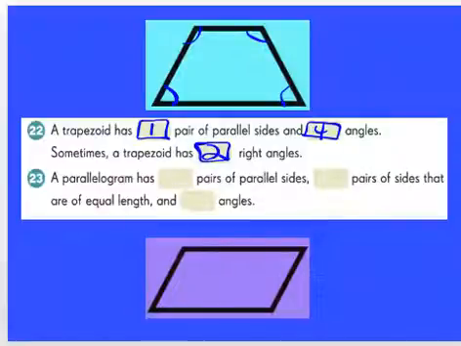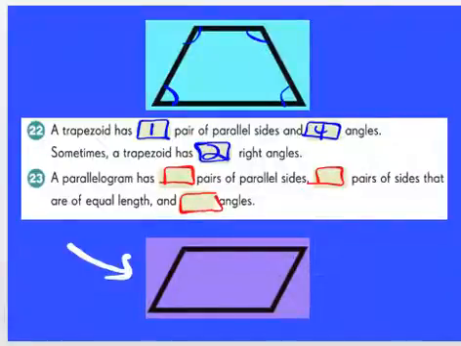Okay, a parallelogram. This is a parallelogram down here. Remember we saw those last time. Try to answer these questions in your book. Press pause, go ahead.